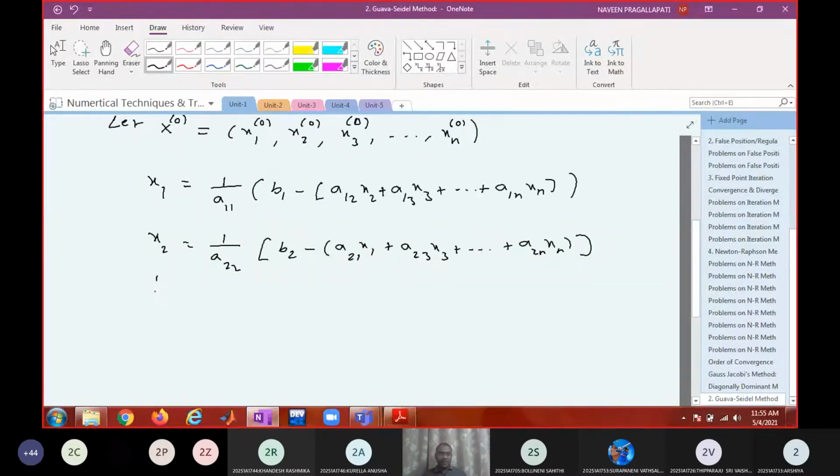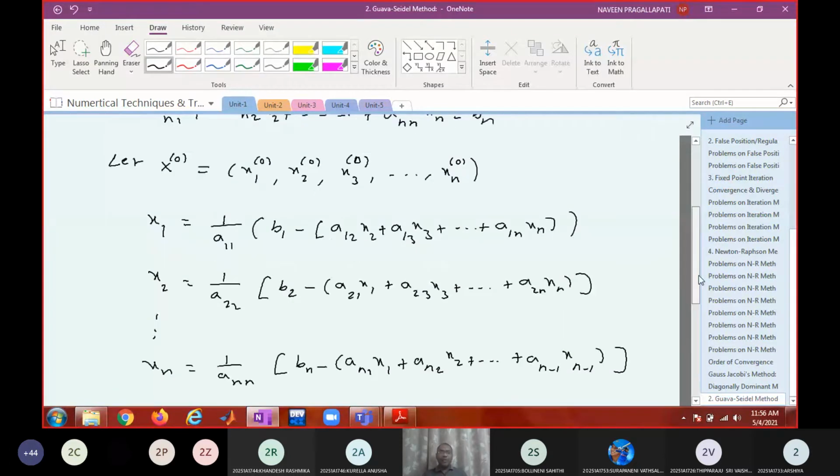What is the last one? xn is equal to 1 by ann into bn minus, listen carefully, the nth equation, an1 x1 plus an2 x2 and so on plus an,n-1 x(n-1). Up to this, the methodology is the same. You will be writing expressions for x1, x2 and so on up to xn.